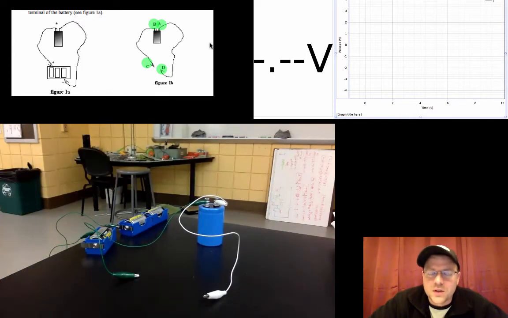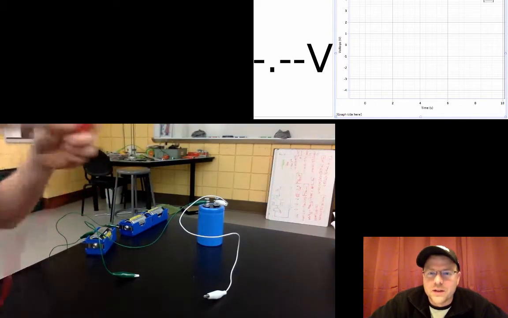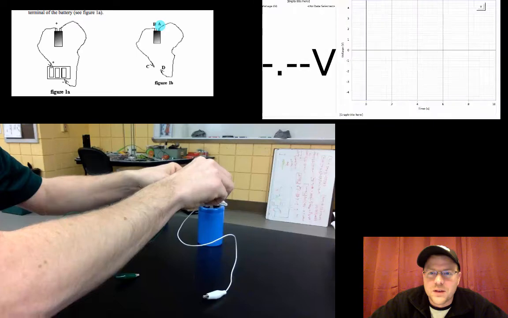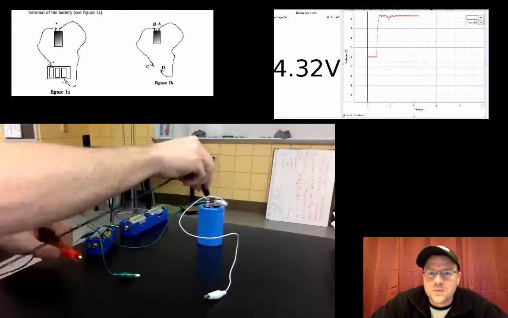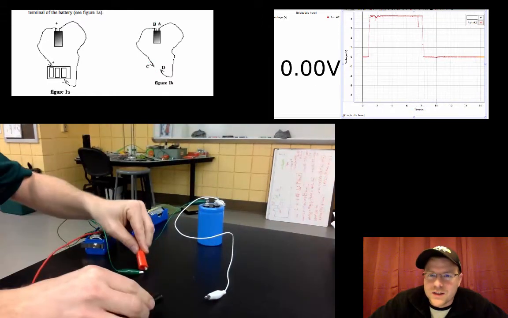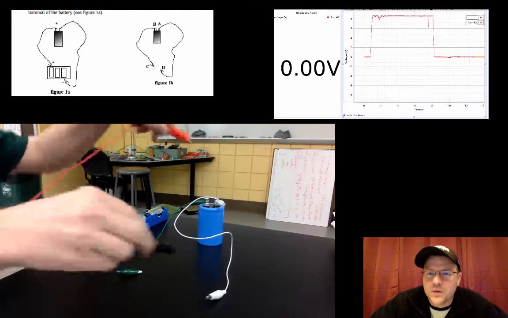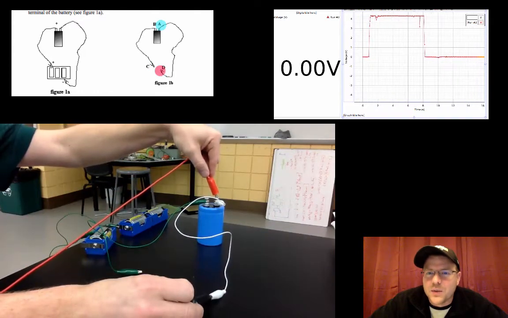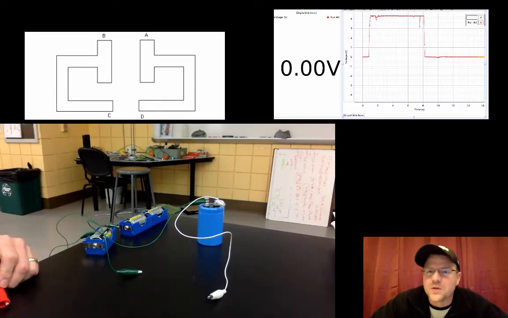Once we look at those 4 locations, we want to put a voltmeter across them. And as I touch each of the locations, A to B, you can see I get about 4.3 volts. We're then going to touch B to C, and you can see basically 0 volts. Touching C to D, you get negative 4.3 volts. And then D to A, we get 0 voltage again. So there's no potential really in the wires, which means there's no field.